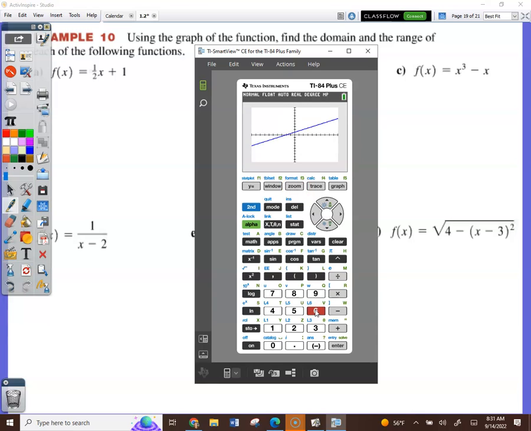0.5x + 1, zoom 6. What x values would be covered? All of them. And then what y values would be covered? So what is the appropriate answer for all of them in interval notation? There you go. All right, let's take some notes.